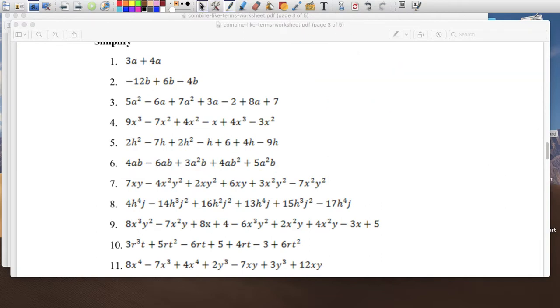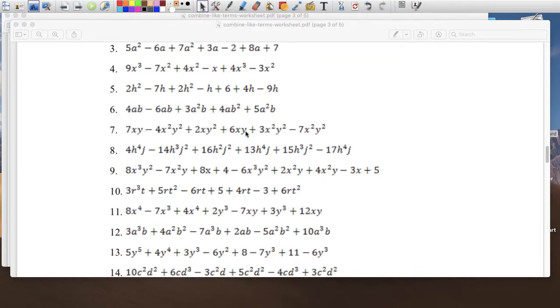Number 7. Again, it doesn't get harder, it just gets messier. That's the honest truth. Okay, 7. So I'm going to circle. It always starts by circling, so I know who I have to deal with. So I'm looking for everybody who's x squared y squared. There's another x squared y squared here.